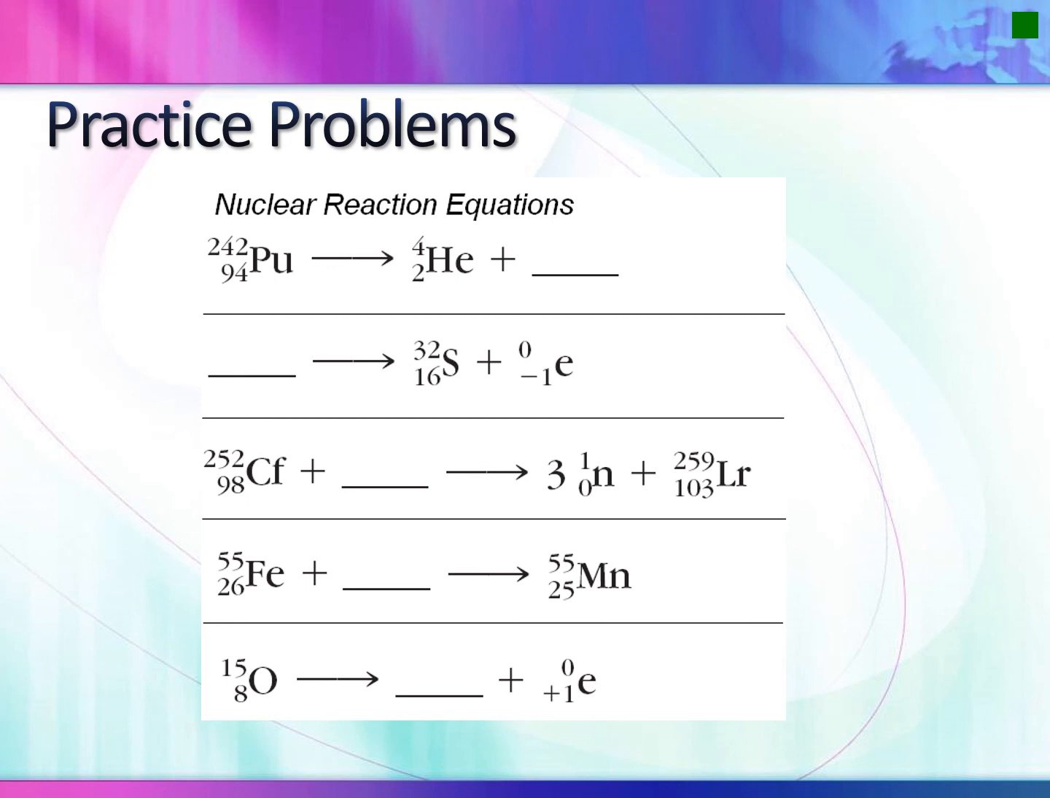Okay, and then let's do the bottom one. 15 equals what number plus 0, right? So what number equals 15? 15. And then on the bottom, 8 equals what number plus 1? So 8 equals plus 1. So what is that going to be? That would be 7, which is nitrogen.